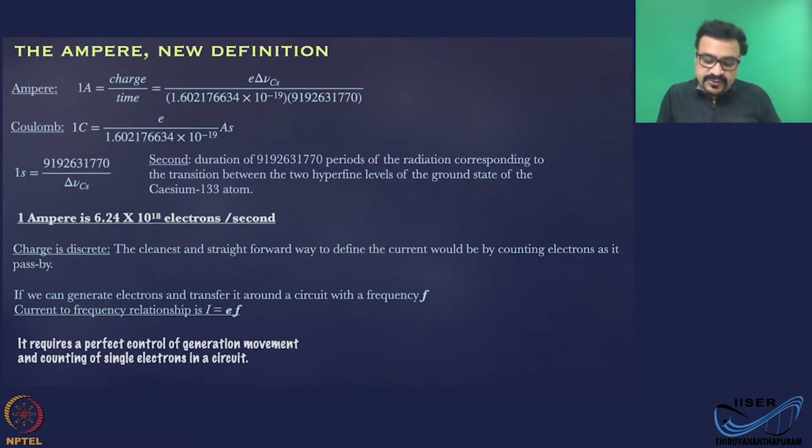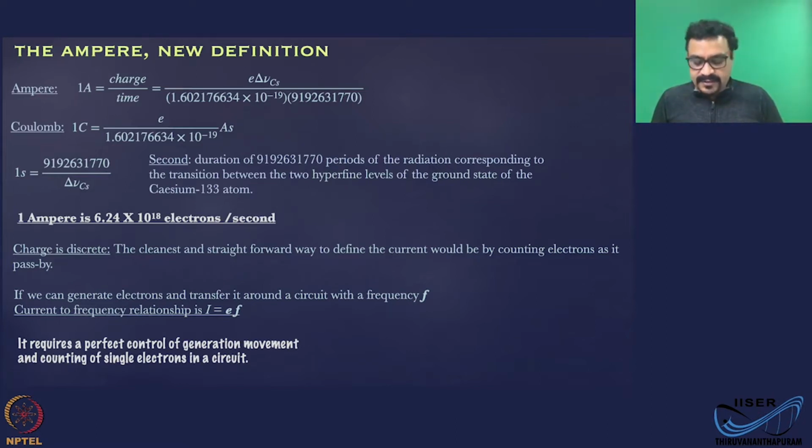If you look at what 1 ampere is, it is basically 6.24 times 10 to the power 18 electrons per second. You look at how many electrons need to go through per second. That is 1 ampere. And charge is quantized and discrete, so the best, cleanest, and most straightforward way to define the current is in terms of the number of electrons passing by per second. That is the new hope, and that is how the unit of current would now be defined.